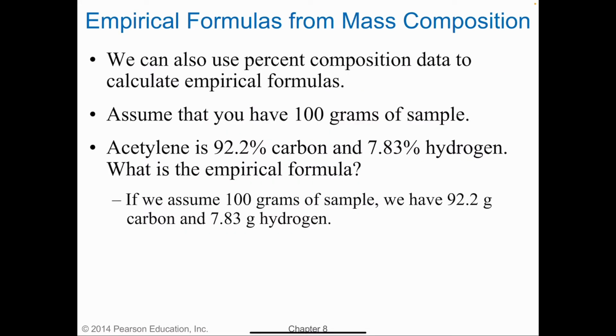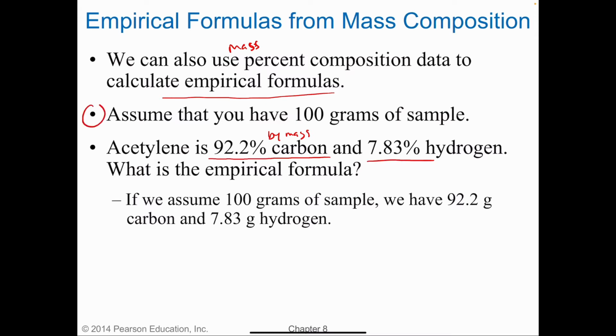We could also use percent composition data to calculate the empirical formulas. So we're going to run through an example that explains what we mean by that. And they're mass percent compositions. So in this example, it says acetylene is 92.2% carbon. So 92.2% by mass is carbon. And then 7.83% is hydrogen.